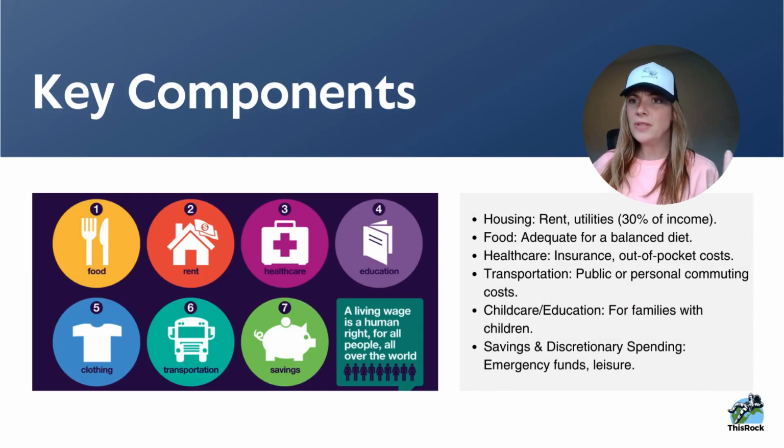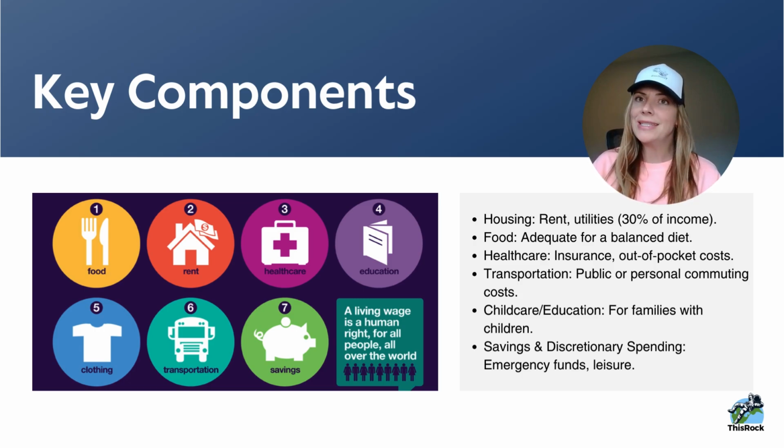So, how do those folks figure out what a living wage is for a region? Well, it's pretty simple, to be honest. One is housing. Is rent really high? Are utilities really high? What about food? What is the adequate dollar amount for a balanced diet on average for that region? If you're downtown versus in more rural areas. Healthcare. Is it out of pocket? What about insurance?